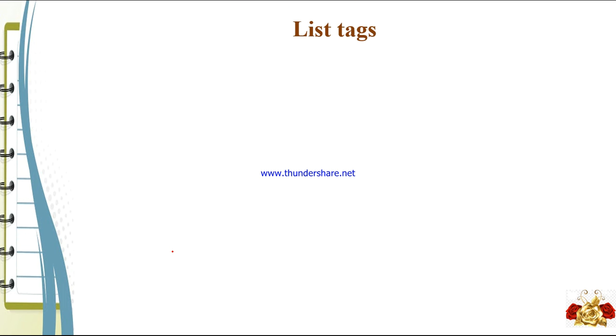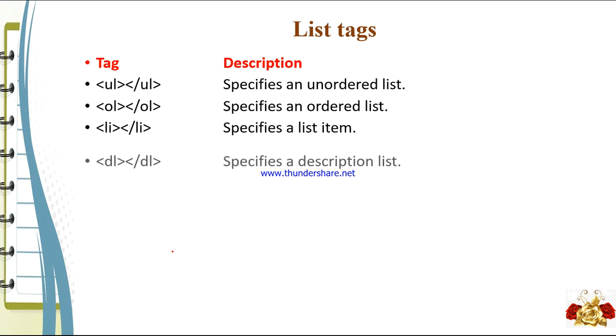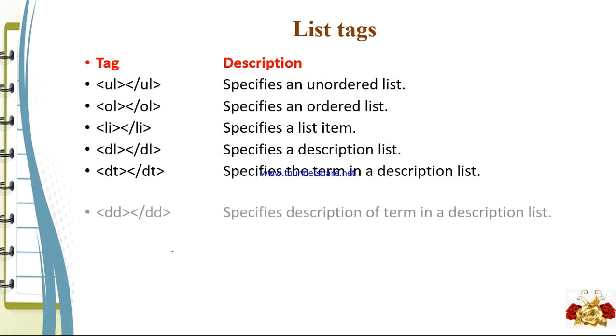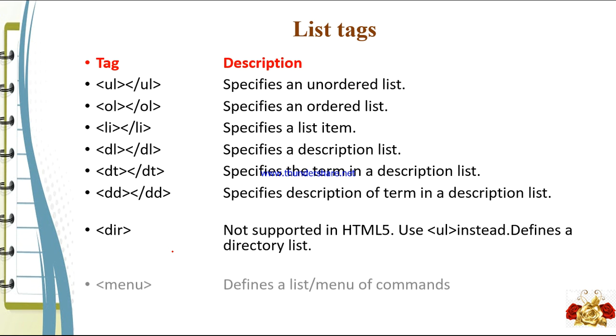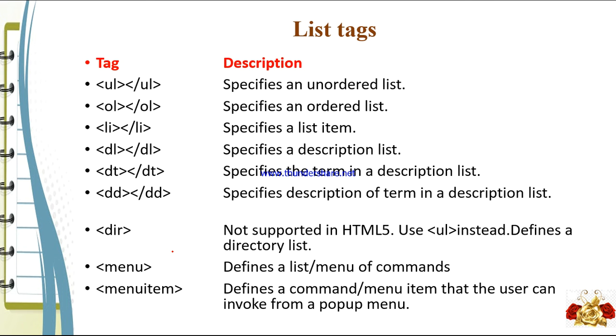Next, list tags. What are the list tags used in HTML? First of all, UL specifies the unordered list. OL, ordered list. Like that, LI, DL, DT, DD, directory, DI, and menu items. These are some of the list tags used in HTML during website creation.